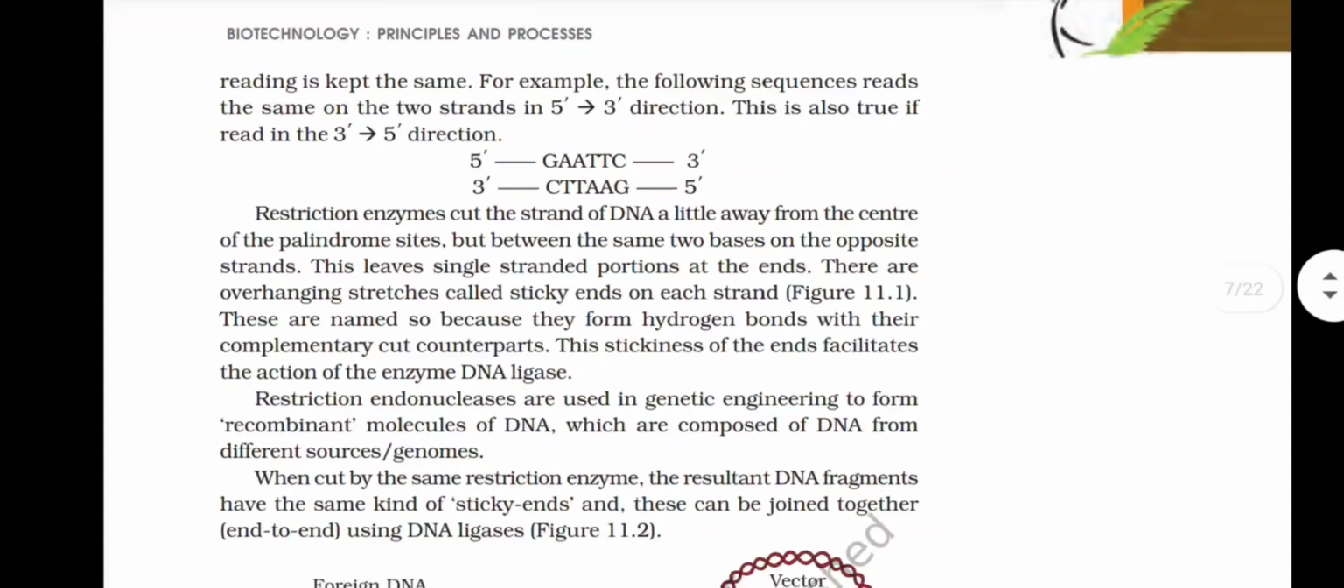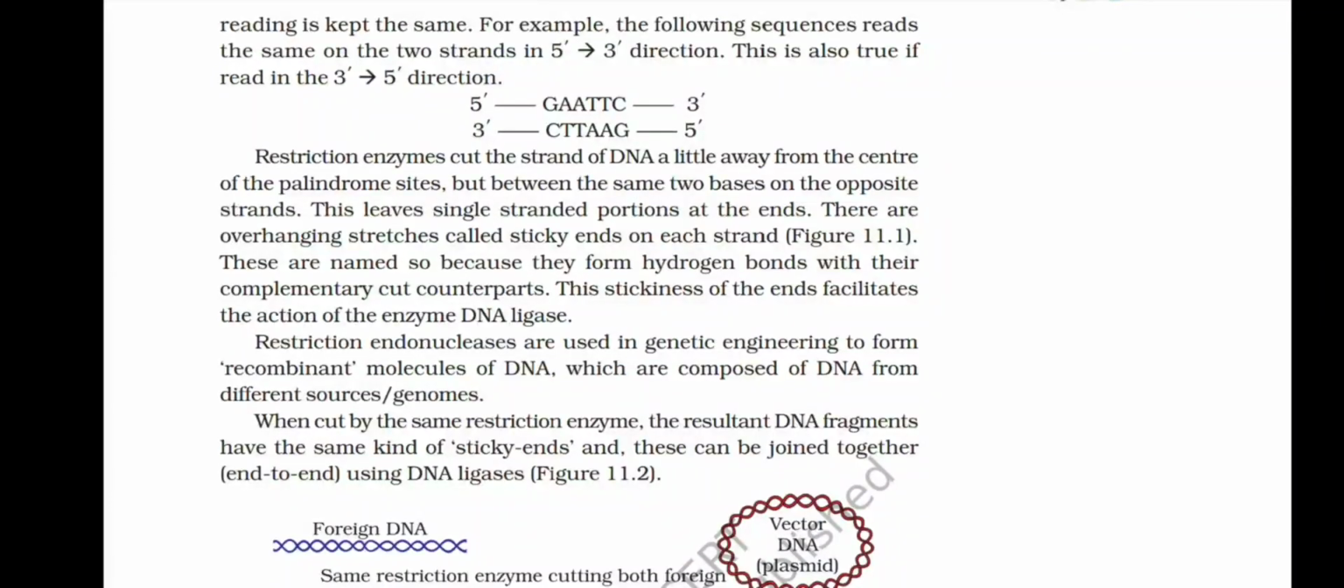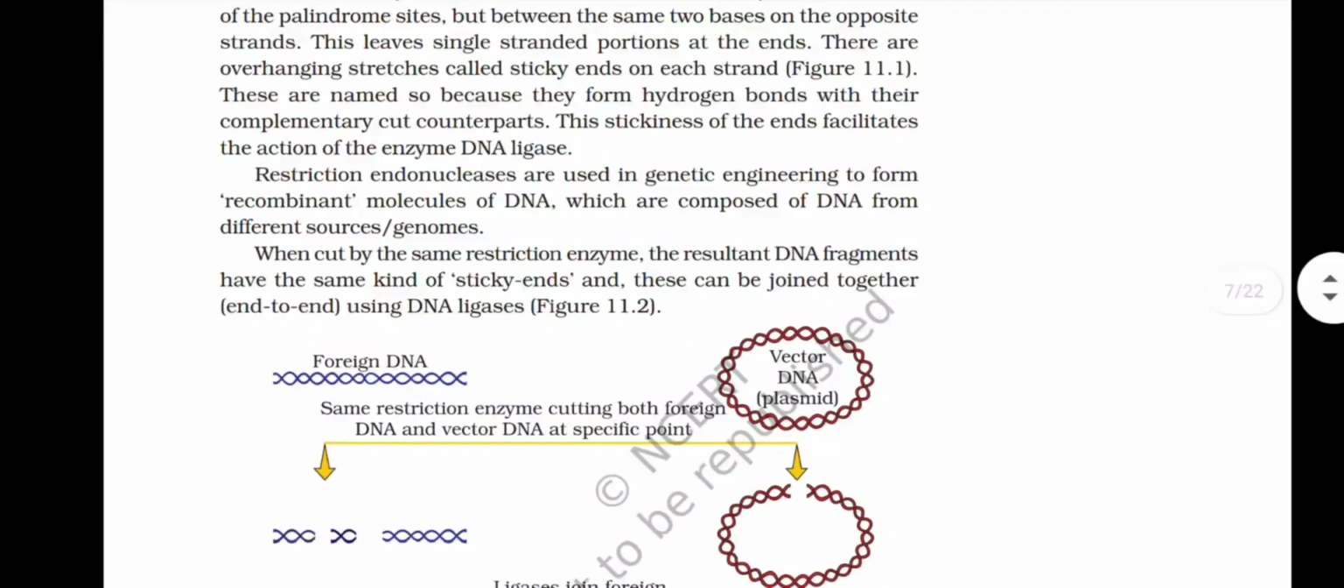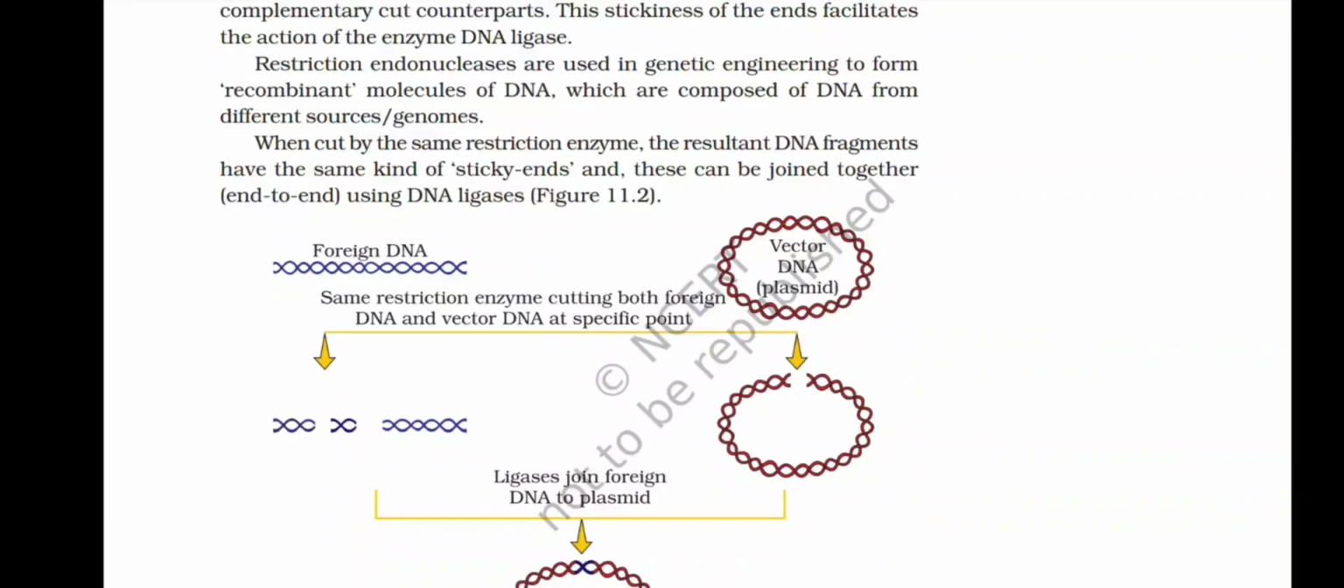Restriction enzymes cut the strand of DNA a little away from the center of the palindromic sites. The two bases on opposite strands leave a sticky end, so that they stick together, get joined, and form a recombinant DNA by DNA ligase. This blue colored DNA strand is basically the foreign DNA, and this red one, the plasmid DNA, is always closed. Remember that it's always closed. It's not open-ended, unlike the foreign DNA.